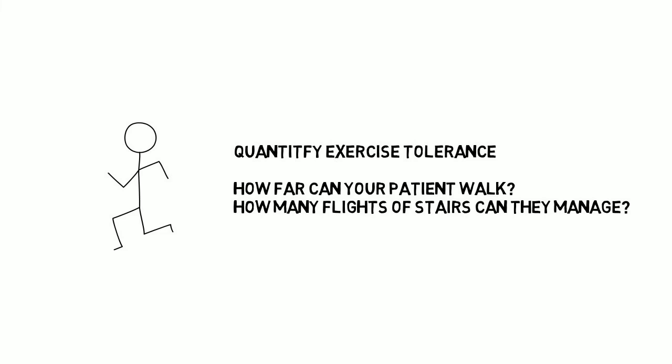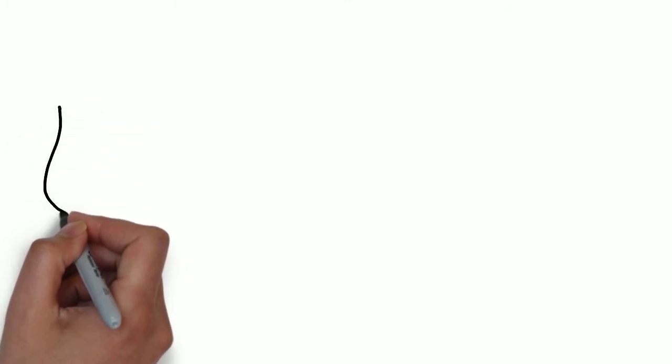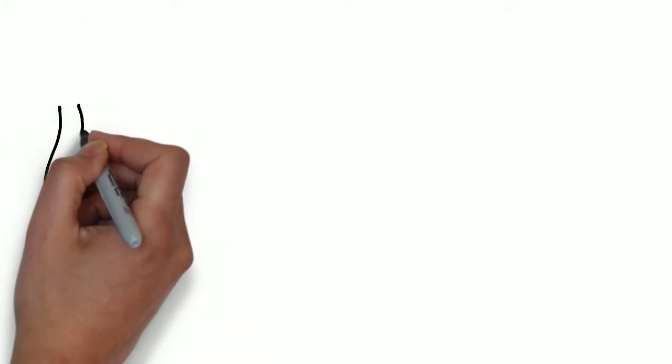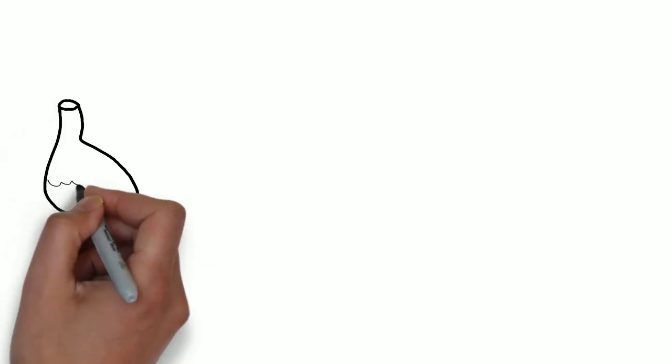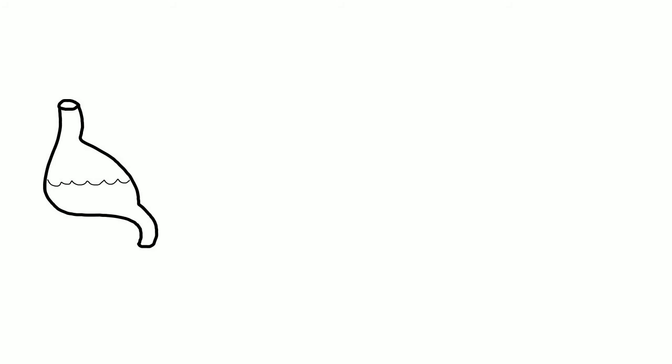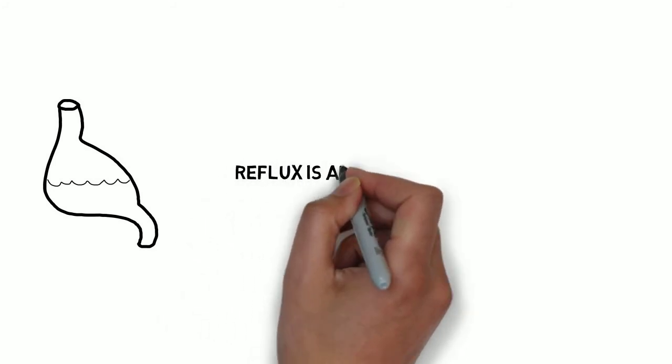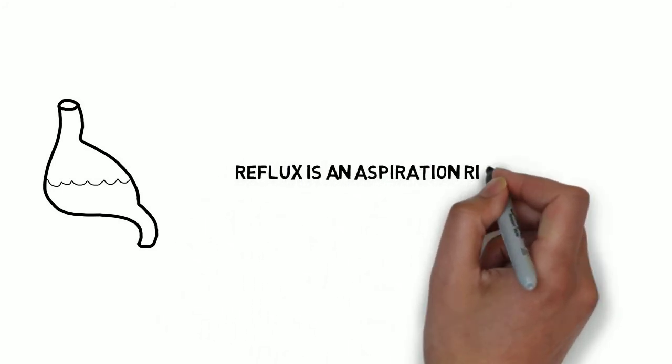Can they manage stairs? How many flights? What stops them from going any further? Gastroesophageal reflux is important as it means the patient is more likely to regurgitate and aspirate gastric contents during anaesthesia. Patients with reflux are usually intubated for their airway protection. Anaesthetists always ask about this.